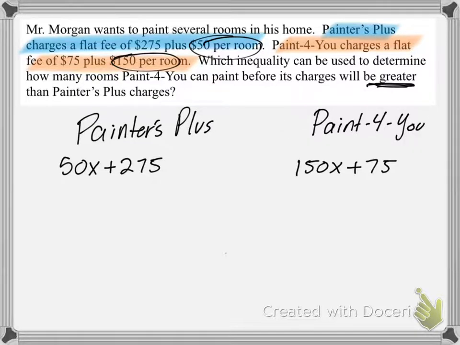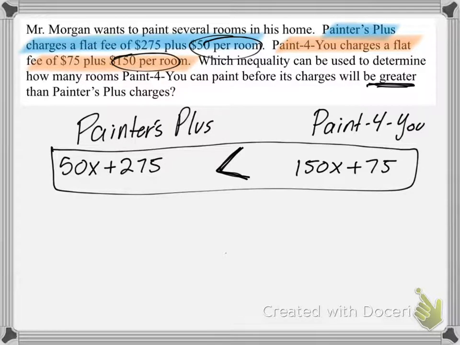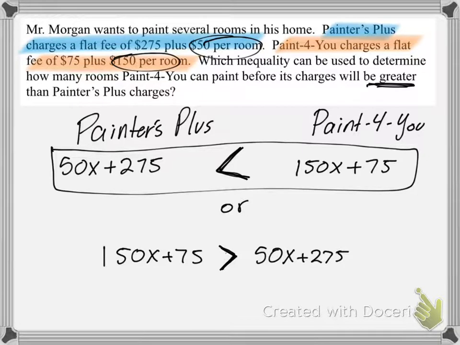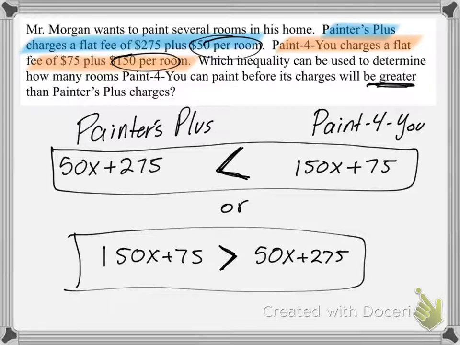So there are different ways we can write it. We can write it like this. That is one way to write it. Or we can switch them, and put 150x plus 75, that Paint for You is going to be greater than Painters Plus, which is 50x plus 275. Okay, so either one will work. Either this one with the less than or this one with the greater than.